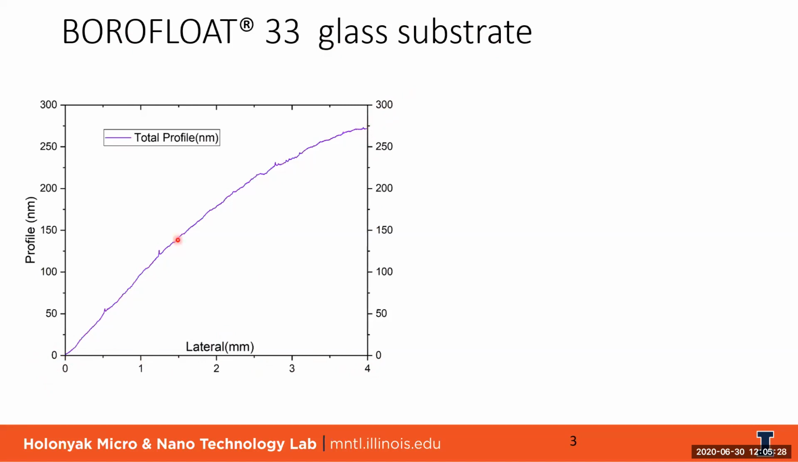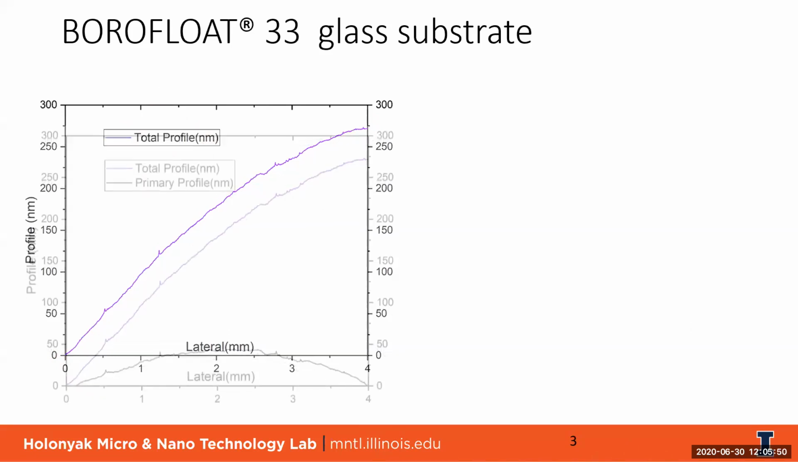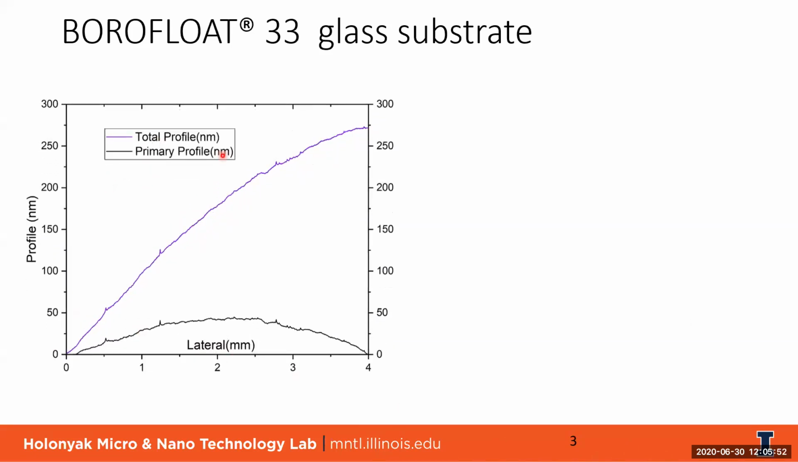So the first thing after we measure the profile is we have to remove the tilt. And we simply subtract the slope by drawing a line from the beginning to the end. And we change this original raw data, called the total profile in the software, by removing the tilt, we will create the so-called primary profile. So this primary profile is simply subtracting that slope due to the tilt.